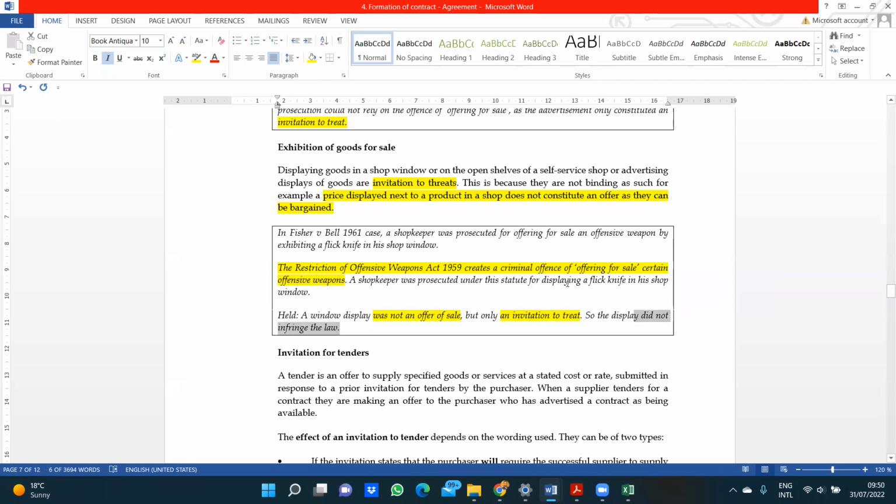The law tells you that you can't offer for sale, all right? But he just displayed it. It was not an actual offer. It was an invitation to treat. So the display did not infringe the law.